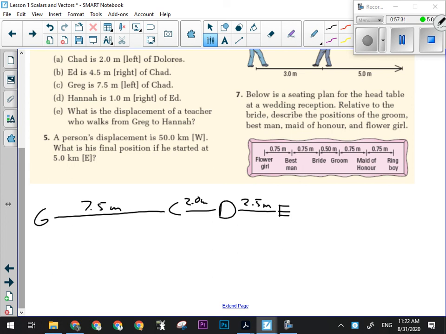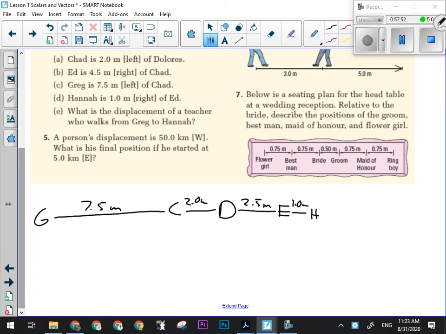And Hannah is 1 meter right of Ed. All right, well now I was able to put them all on there. But it was only because I used Dolores as my reference point. Had I not done that, it would have been pretty hard. So where do I put Chad? Okay, all right, so I've got this now.